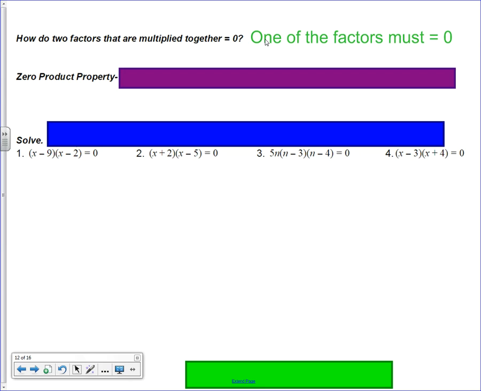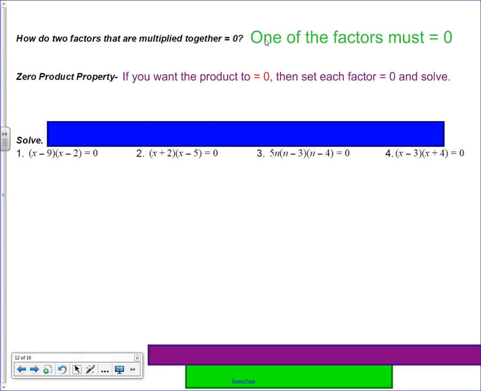So we have this thing called the zero product property. And it says basically what we were just talking about. If you want the product to equal 0, then make one of the factors equal to 0 and solve it. Okay, if you want the product to equal 0, then set each factor equal to 0 and solve.